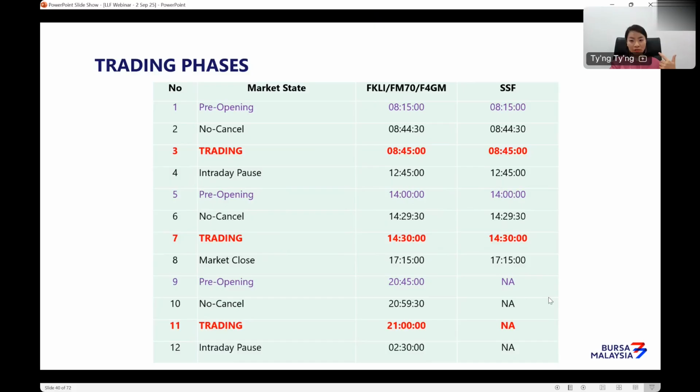So these are all the trading phases. You can take a photo or you can print screen. Later, you can refer to it. Now, if you do not want to memorize all these trading phases, the simplest way is you just trade during the normal trading hours. 8:45 to 12:45, 2:30 to 5:15.